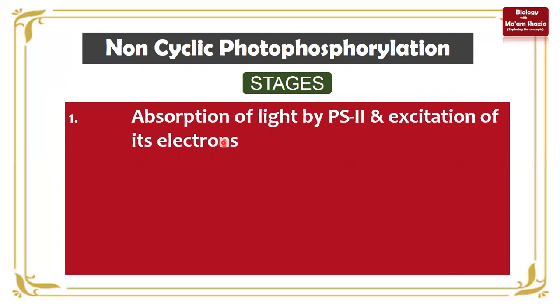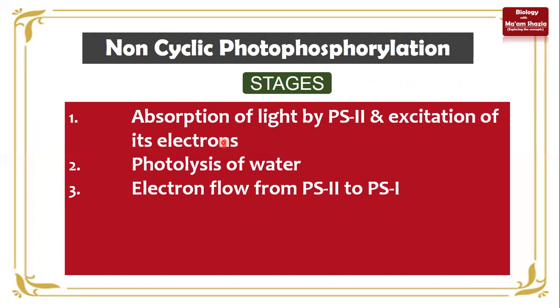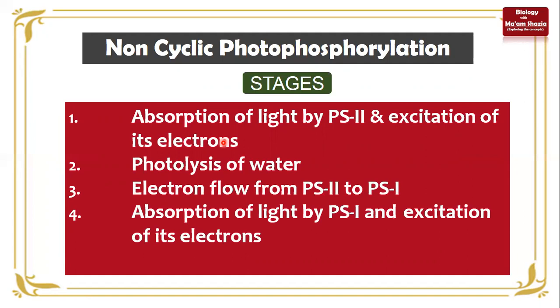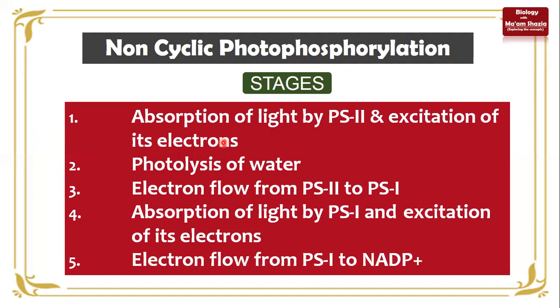Non-cyclic photophosphorylation has a few steps. First step, absorption of light by PS2 and excitation of electrons. Second is photolysis of water. Third step, electron flow from photosystem 2 to photosystem 1. Fourth step, absorption of light by photosystem 1 and excitation of its electrons. And then the last reaction, electron flow from PS1 to NADP.